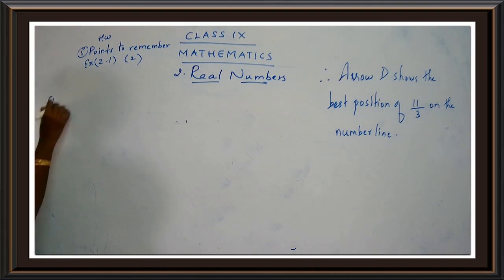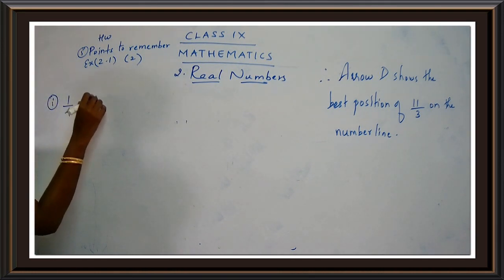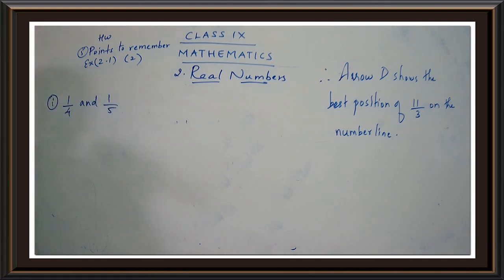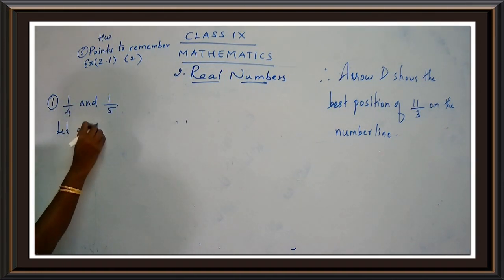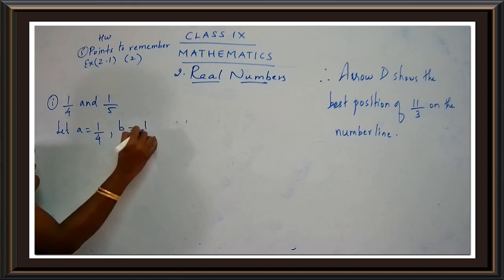So first, 1 upon 4 and 1 upon 5. This is the question. We are going to find 5 rational numbers. Okay, shall we start? Here we have 2 numbers given to us. Children, you are going to take this as A and this as B. So write down: let A is equal to 1 upon 4, B is equal to 1 upon 5.